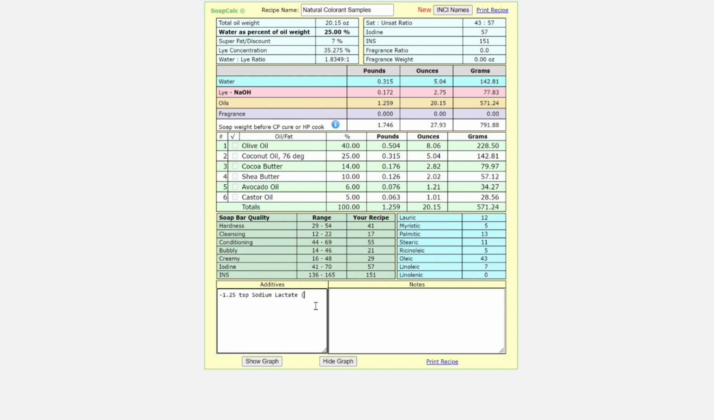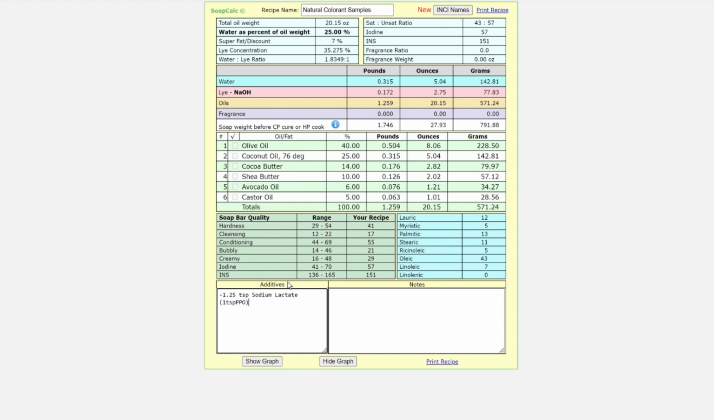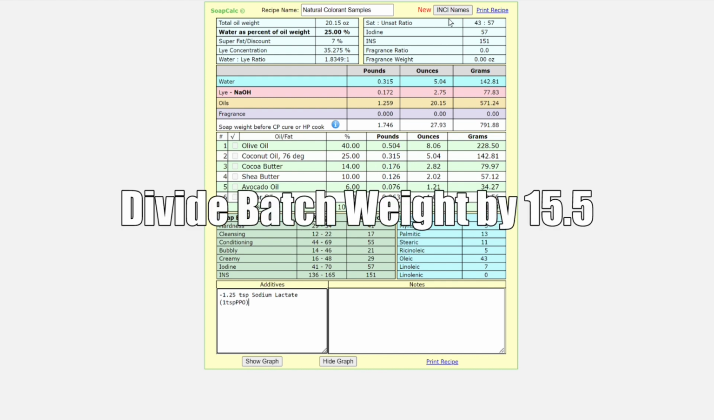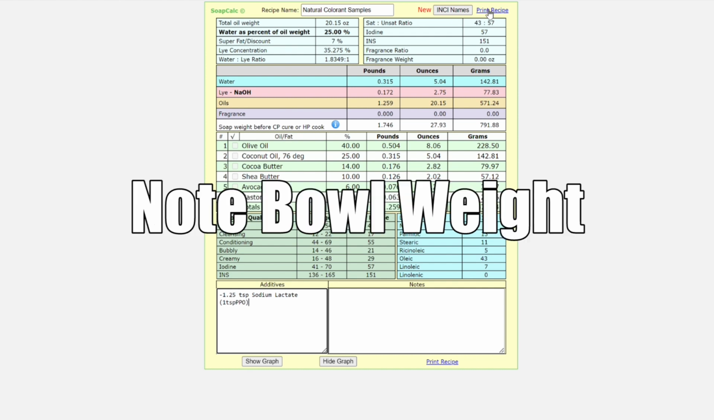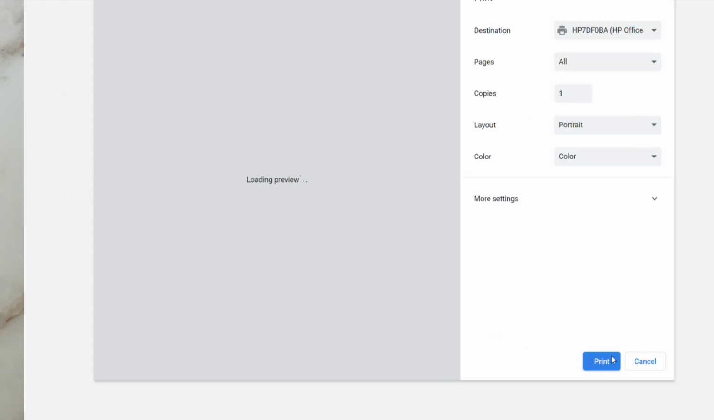Another thing I would notate on my recipe is that I'm using 1/4 of a teaspoon for my sample size, and I would note that I'm using that at 3 teaspoons per pound of oils. I would also notate that I'm going to be dividing my batch weight by 15.5. I would also remember to note the weight of my bowl so that I can subtract out the bowl and get my batch weight. Next, I print my recipe and we're ready to make soap.